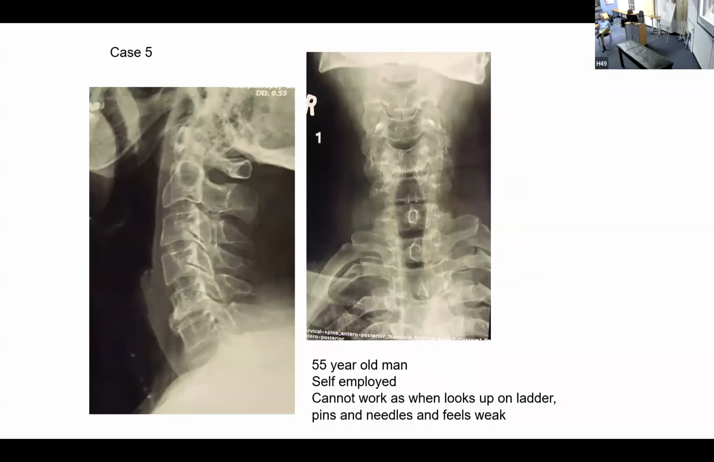Okay, welcome. What do you see? 55-year-old man, self-employed. He said to me he cleans gutters. And every time he puts a ladder against the wall and climbs up and looks up, he feels weak and gets pins and needles down his body. Only when he looks up on the ladder. So I said, listen to your patient, what's happening?